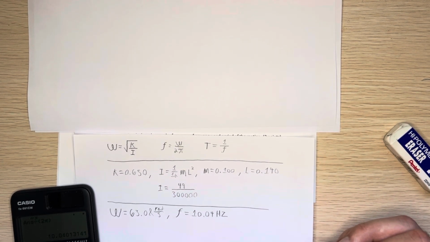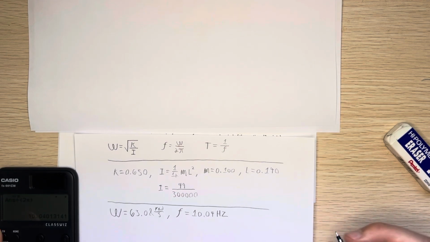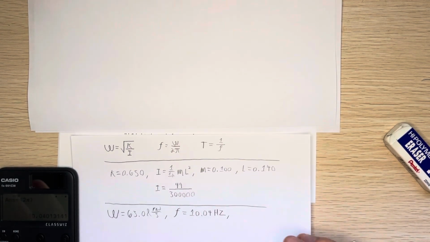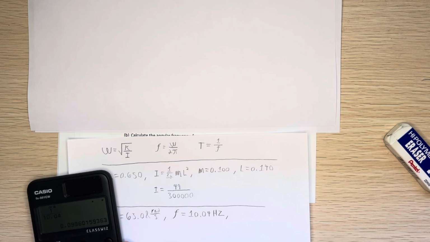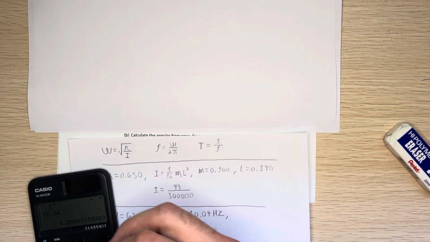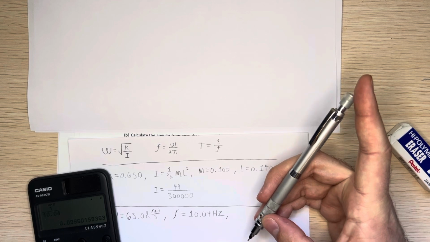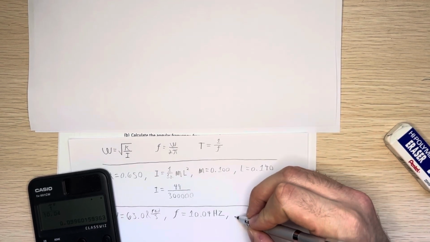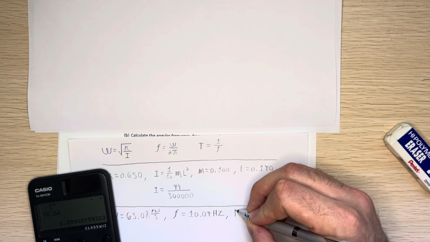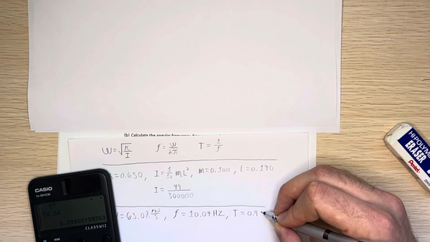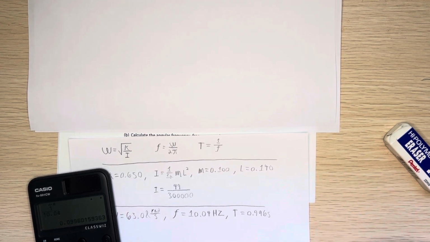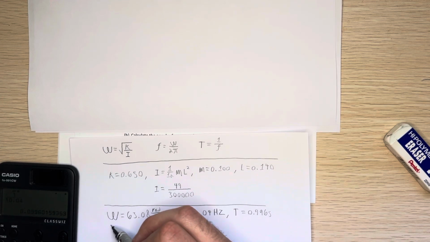All right, and now we need to find the period. Basically we're just going to put 1 over that frequency. So we'll say 1 over 10.04. That's going to get us 0.0996, and we'll say 0.996 to keep it fairly similar to the original number. So T is equal to 0.996 seconds.